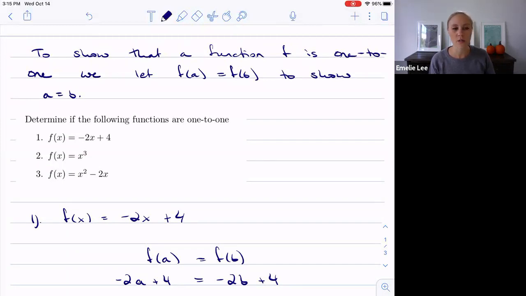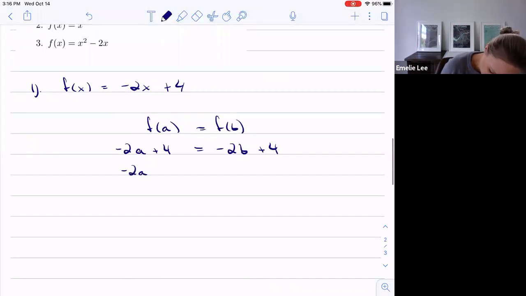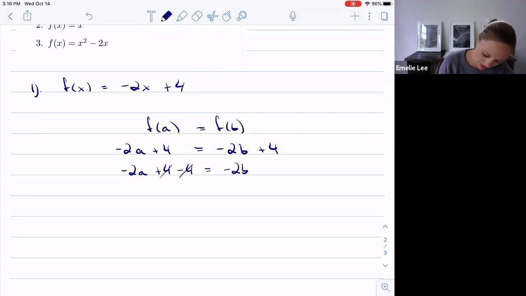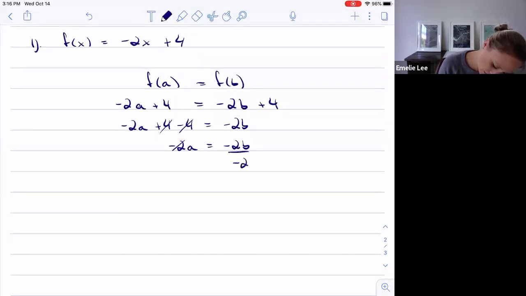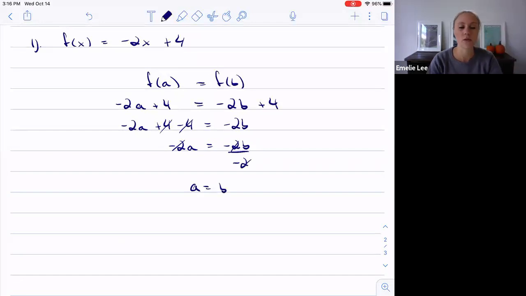So what we're going to do is move that 4 from either side. It's just a matter of preference. I like to move stuff over to the left-hand side. Sometimes I'll mix it up. Awesome. So now we've got negative 2a plus 4 minus 4 equals negative 2b. 4 minus 4 goes away. So now we've got negative 2a equals negative 2b. If we divide both sides by negative 2, we find that a equals b. So now we've shown that f of x is one-to-one. Therefore, f of x is one-to-one.